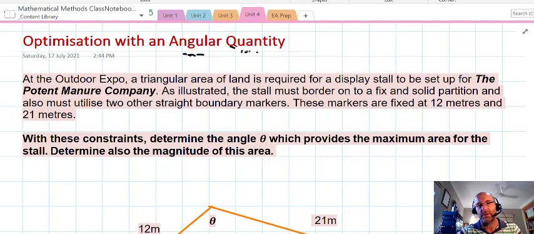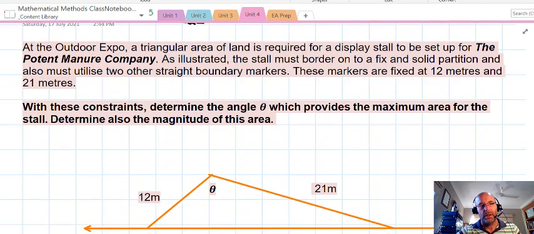So let's have a look at this example, and hopefully this will be sufficient for you to learn how to do these. And again, this is at a fairly basic level. So it's an introduction, learning about angular quantities as rates change. So we've got an outdoor expo. It's a triangular area of land, and we've got to set up a display stall for that company there. And I'd hate to be at the stall next to them because, well, you can read.